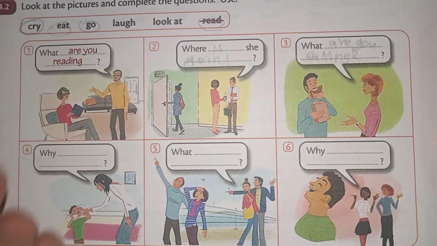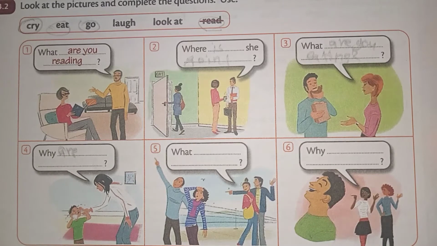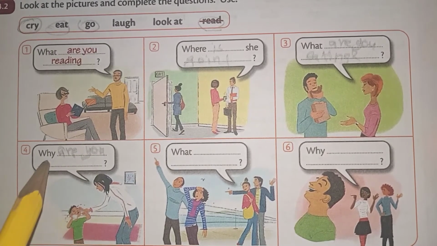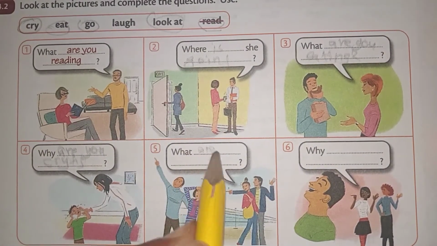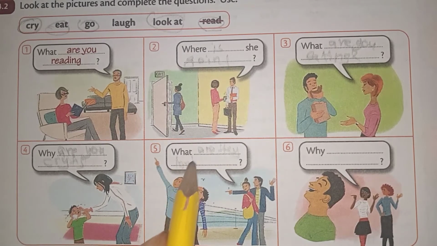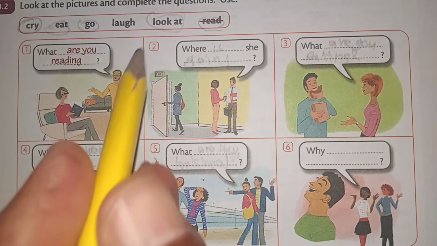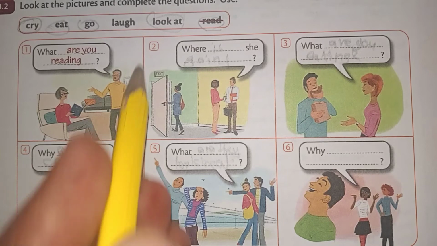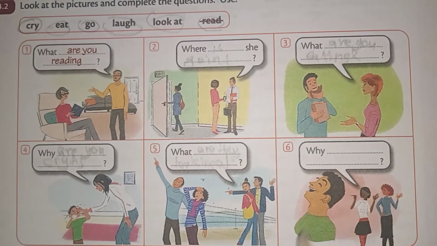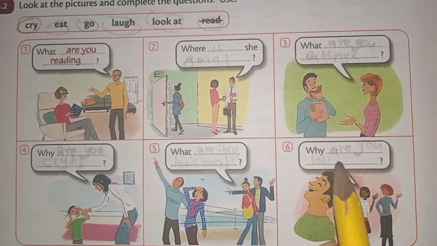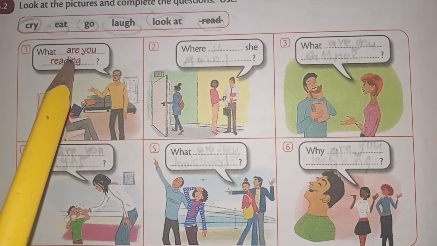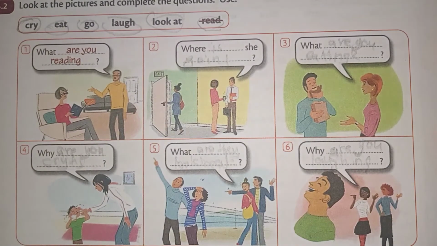Why? Now we'll use this. Why are you crying, for this picture, okay? Why are you crying? What are they looking at? Now we'll have to use this last verb, laugh. Why are you laughing? So we have made questions in this present continuous tense using all these verbs in the table.